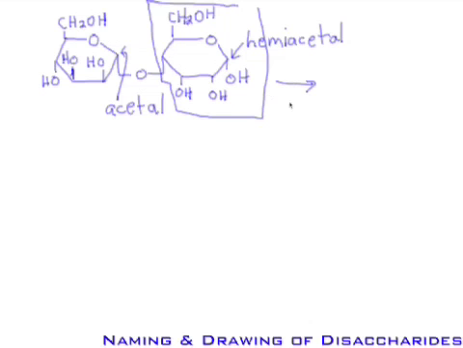I'm going to convert that to a Fischer. Okay. So right is below. So the anomeric OH is on the right. OH on the right. OH on the right. The CH2OH is up. So I've got a D sugar.